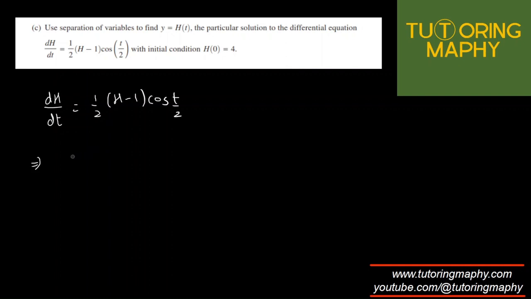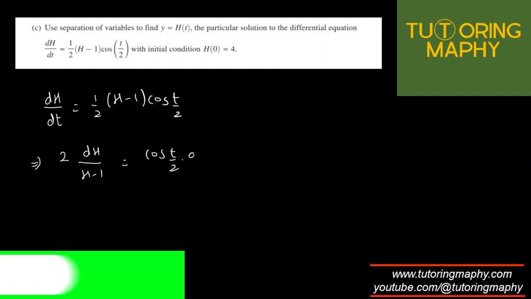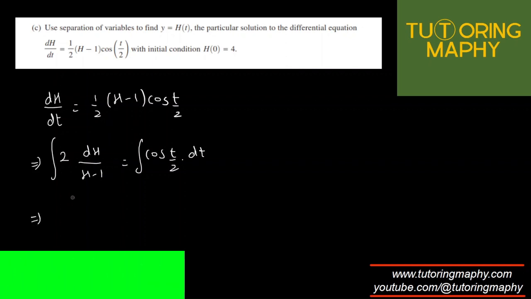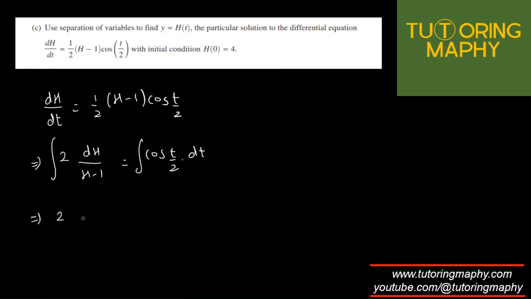How am I going to do that? I'm going to multiply 2 on both sides. I'm going to divide by h minus 1 on both sides. Then I'm going to multiply by dt on both sides, and cos just remains as it is. And then I'm going to integrate. Obviously I can put the integral sign here, but just to avoid confusion I'll put it here. In the next step, I'll take 2 outside the integral because it's a constant multiplied. It's nothing to do with it.